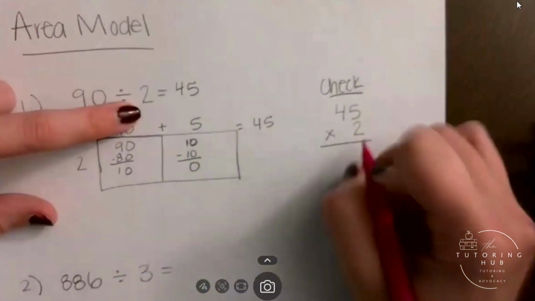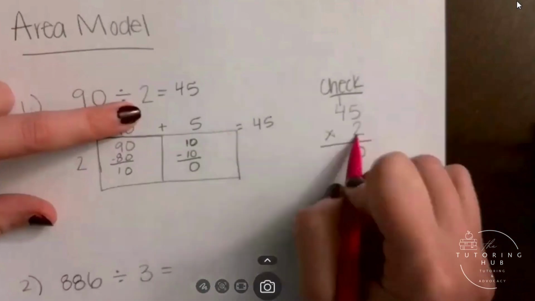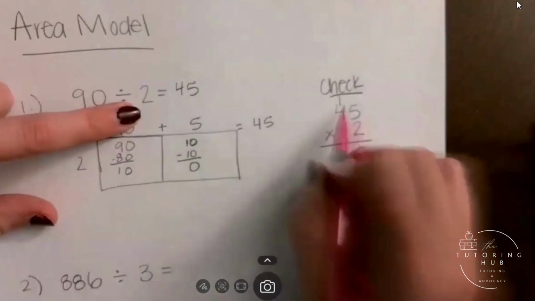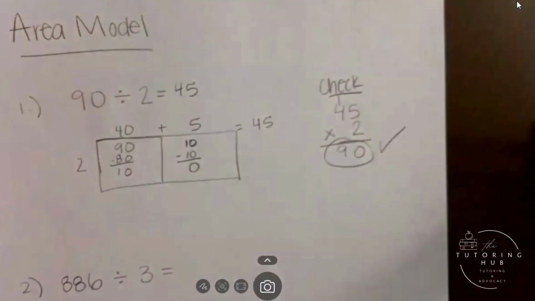So 2 times 5 is 10. I put my 0, carry the 1. 2 times 4 is 8, plus 1 is 9. So I do get 90, and I know that 45 is my answer.